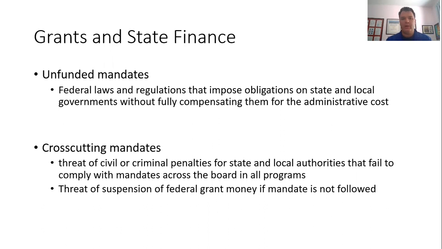Two relatively new ideas are unfunded mandates, in which the federal government basically creates a regulation that states have to meet. If they don't meet that, then states are going to miss out on some type of grant, or they're going to miss out on some type of compensation. And then you also have cross-cutting mandates, which basically take the threat of either legal penalties or loss of grants tied to something else.